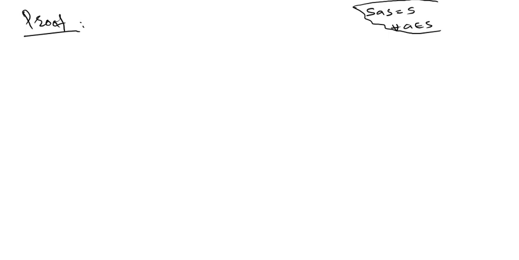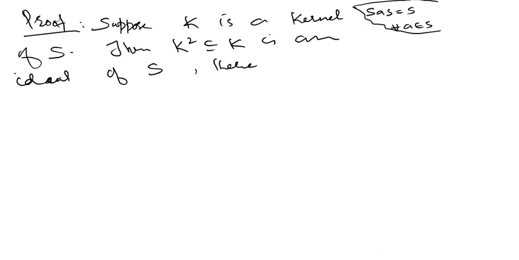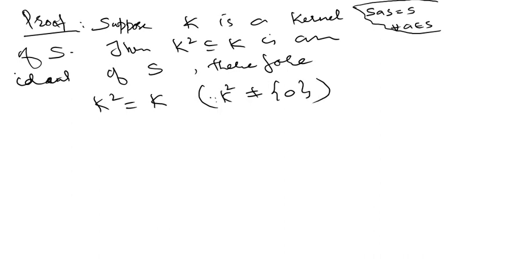Suppose K is a kernel of S, a unique minimal ideal. Then K squared, which is contained in K, is an ideal of S. Therefore K squared must be equal to K, because K squared cannot be equal to 0, since S is a semigroup without 0. That means K squared must be equal to K, which gives K cubed is equal to K.